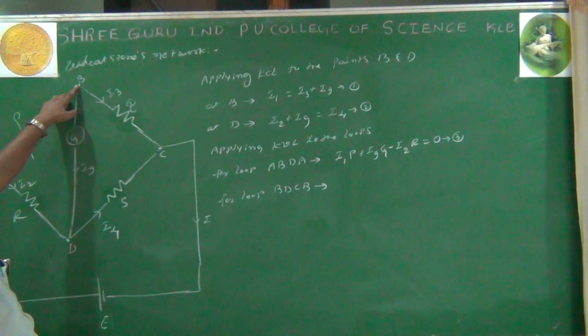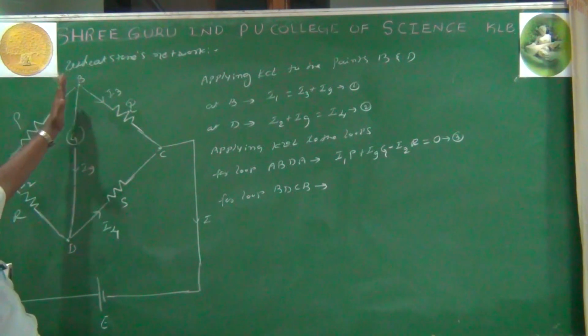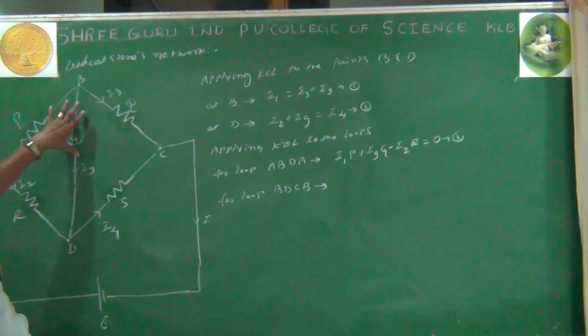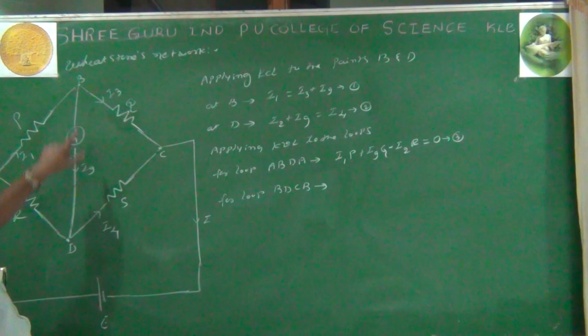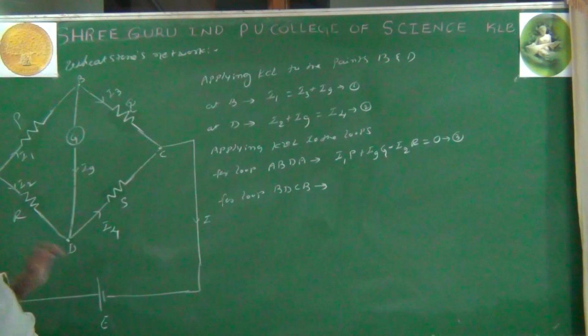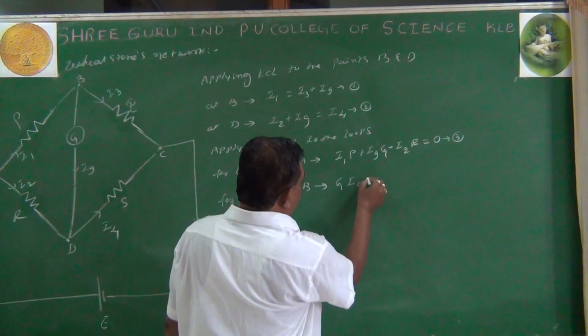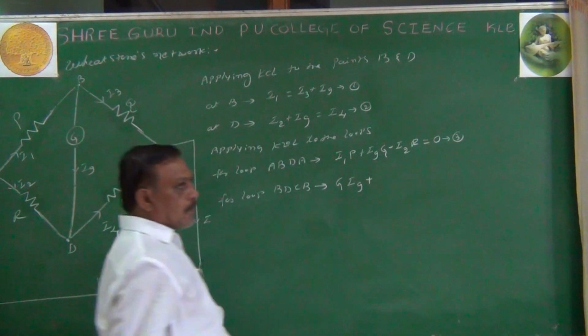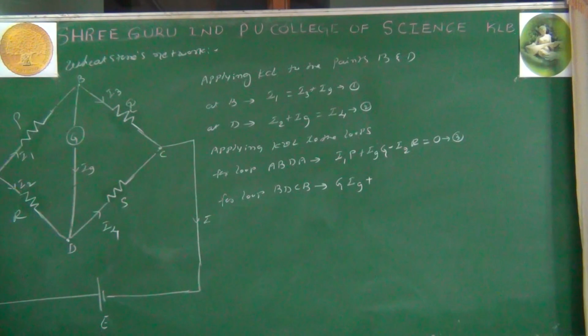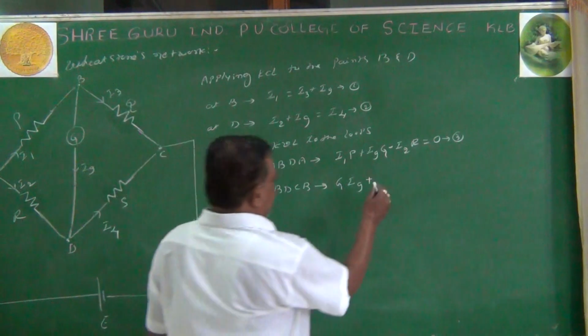I am tracing the path B to D. By tracing path B to D, the current is along with my trace. Hence, the IR product is taken as positive: I1 into P. Plus, when I move from D to C, the current is along with me. Hence, the IR product is positive: I4 into S.